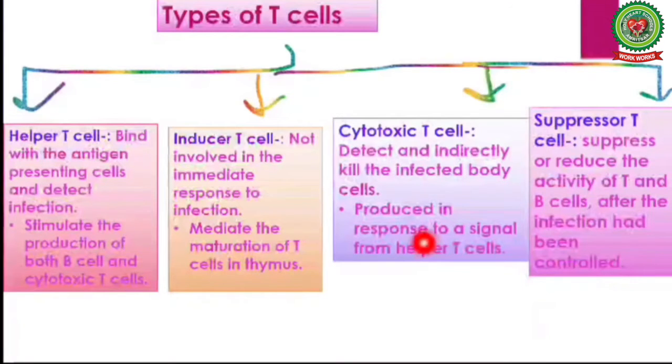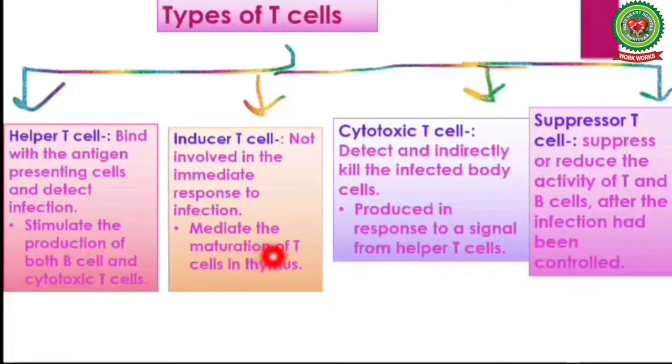Types of T cells. So first of all, helper T cells. They bind with the antigen presenting cells and detect infection, stimulate the production of both B cells and cytotoxic T cells. Next, inducer T cells. They are not involved in the immediate response to infection and mediate the maturation of T cells in the thymus.